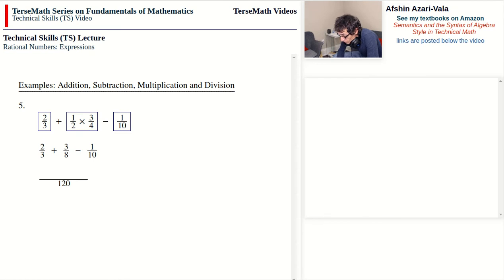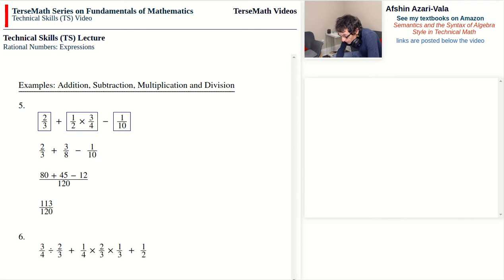Now 120 divided by 3 is 40, and 40 times 2 is 80. And then 120 divided by 8 is 15, multiplied by 3, 45. And 120 divided by 10 is 12, multiplied by 1, you get 12. So the answer is 113 over 120.